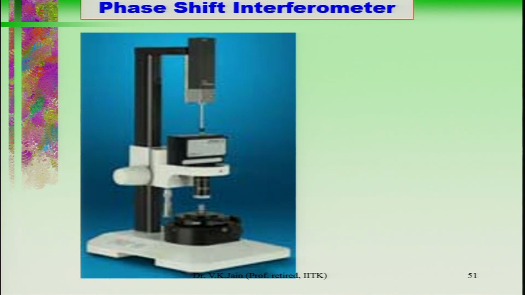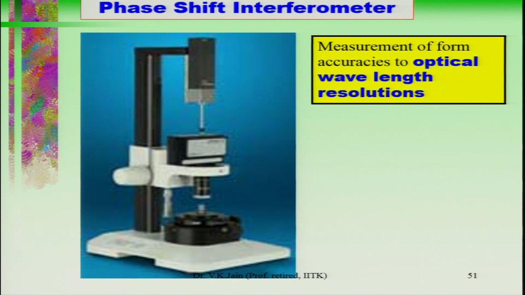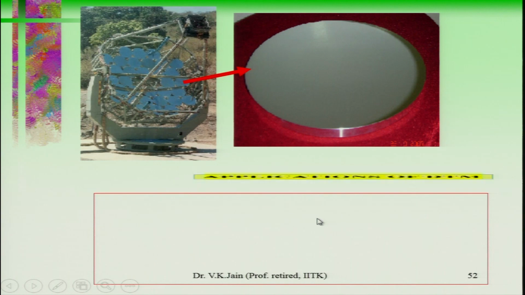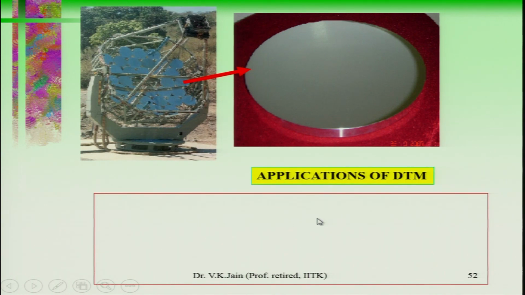And this is the interferometer with the help of which you can measure different characteristics of the machine component. Measurement of the form accuracies is possible to optical wavelength resolutions. And this is one of the applications of diamond turn machining.